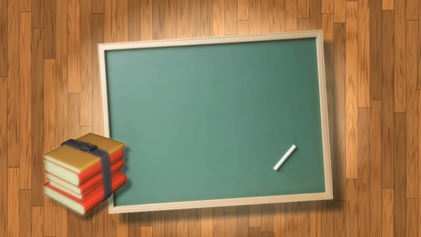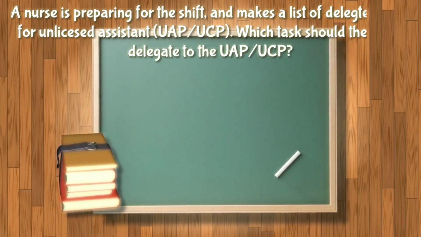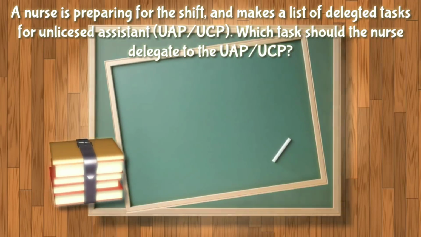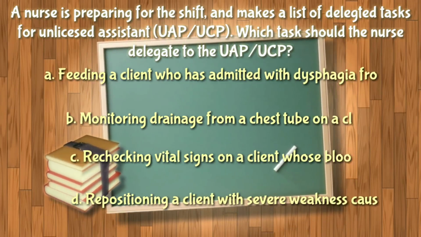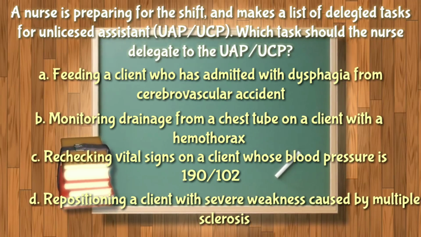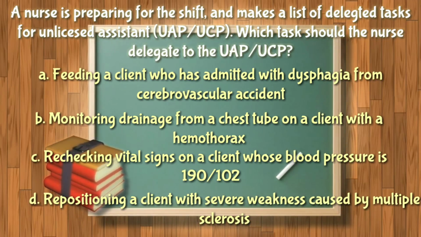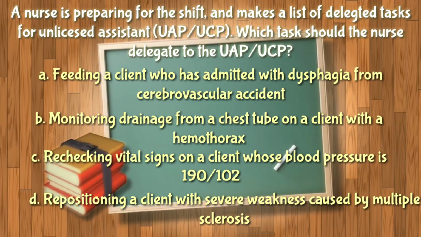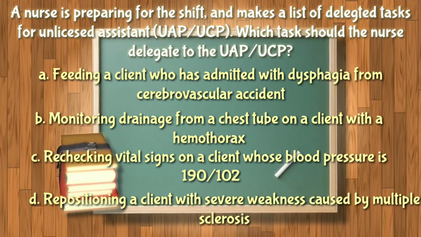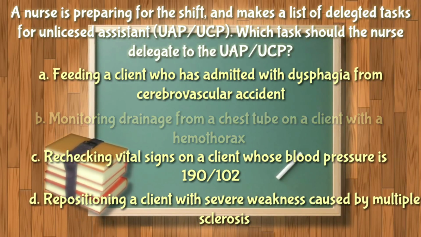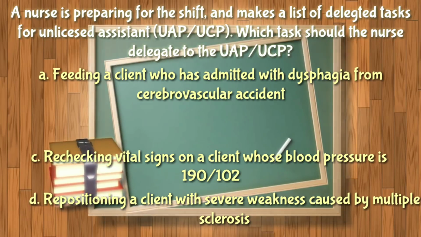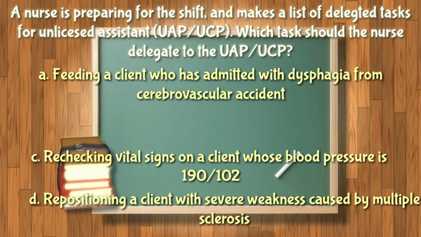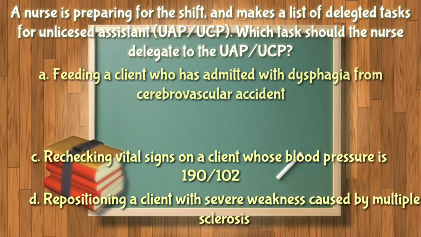So that's it. For the next question, a nurse is preparing for the shift and makes a list of delegated tasks for the unlicensed assistant. Which task should the nurse delegate to the UAP or UCP? Tasks for the UAP do not involve assessment. Just by looking at letter B, though it is just monitoring, it also involves assessment of the drainage of the chest tube, so it must be done by a registered nurse. Then a client with dysphagia, or difficulty swallowing, needs very careful feeding because of the risk of aspiration, so it must be done by the nurse.